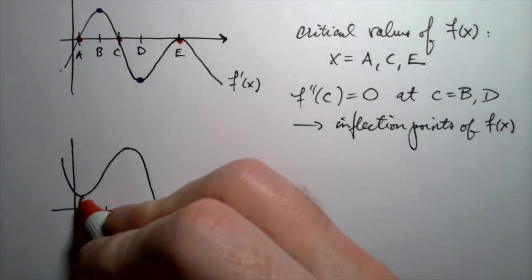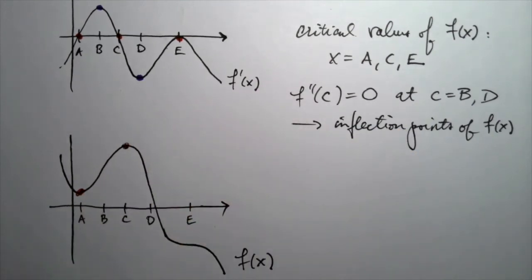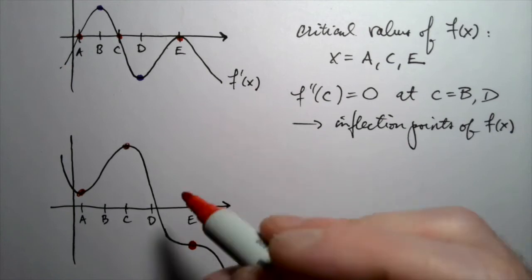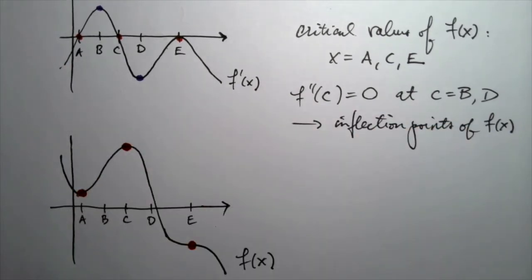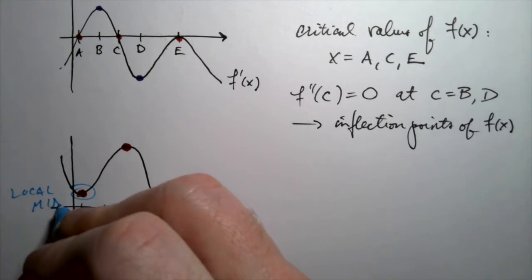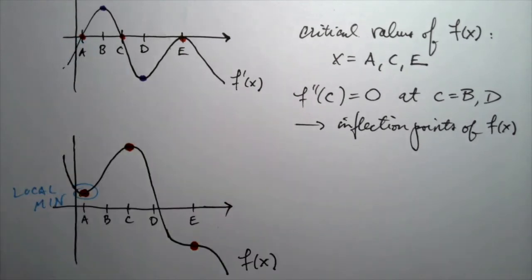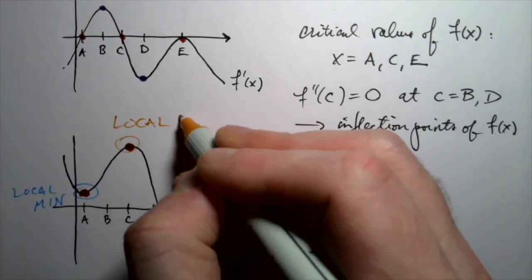Let me first point out the critical values, the spots where the derivative is 0. That was at A, C, and E. Those are spots where the tangent line to the original graph will be flat. We have a local minimum there. Using the first derivative test, the first derivative is going from negative to positive, so that had to be a local minimum. We'll have a local maximum there.